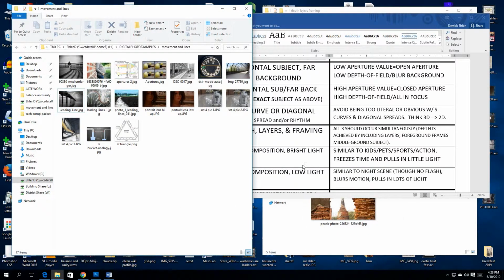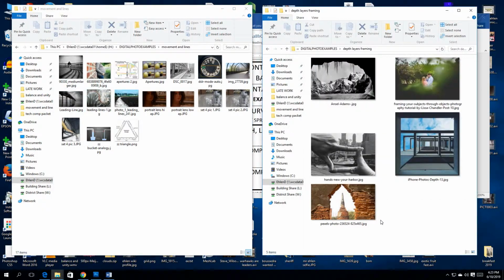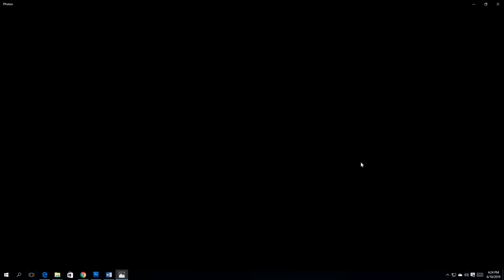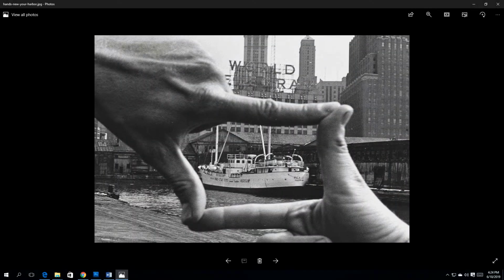Set 5 has to do with depth, layers, and framing. Depth, layers, and framing, in this case, should be thought of as all working together. What that means is depth, first of all, doesn't mean psychological depth. We'll get there. But it means, again, the space in the photo.